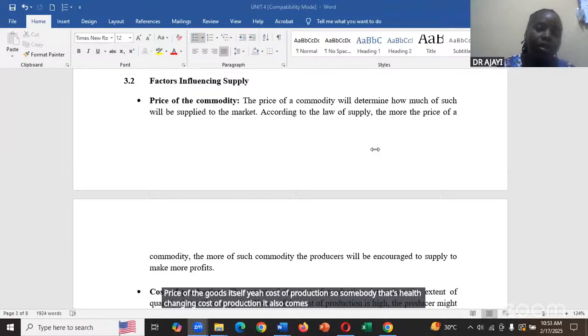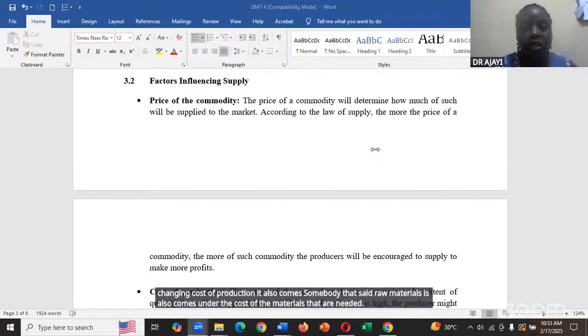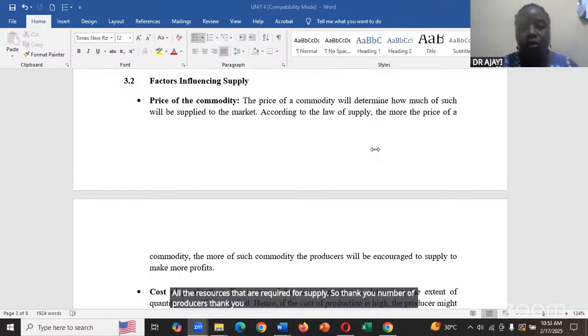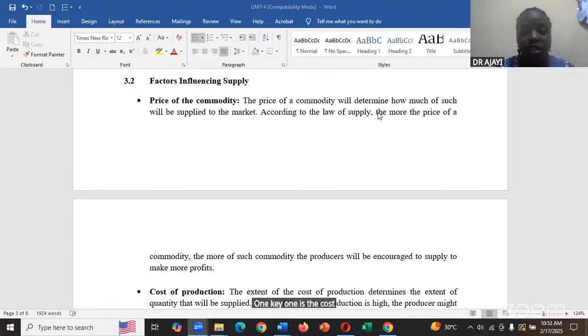Somebody that says raw materials, it also comes under the cost of the materials that are needed or the resources that are required for supply. So thank you. Number of producers, thank you. Price of other related commodities. So let's see what we have in our material here. If you are seeing my screen, we have factors influencing supply. One key one is the price of the commodity itself.